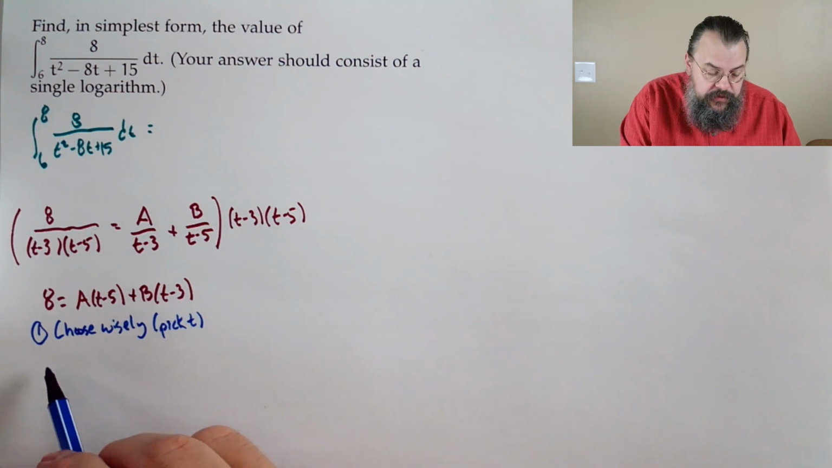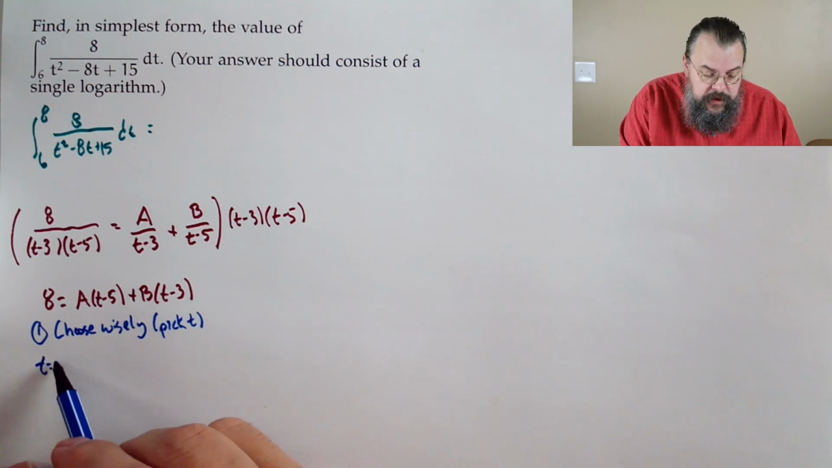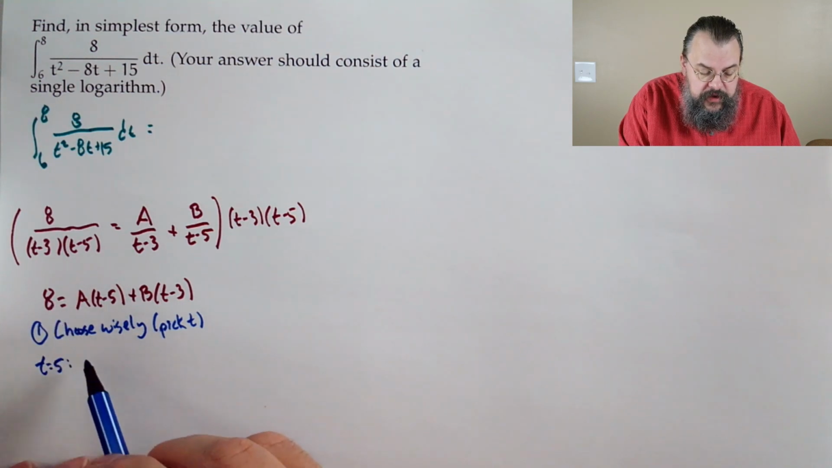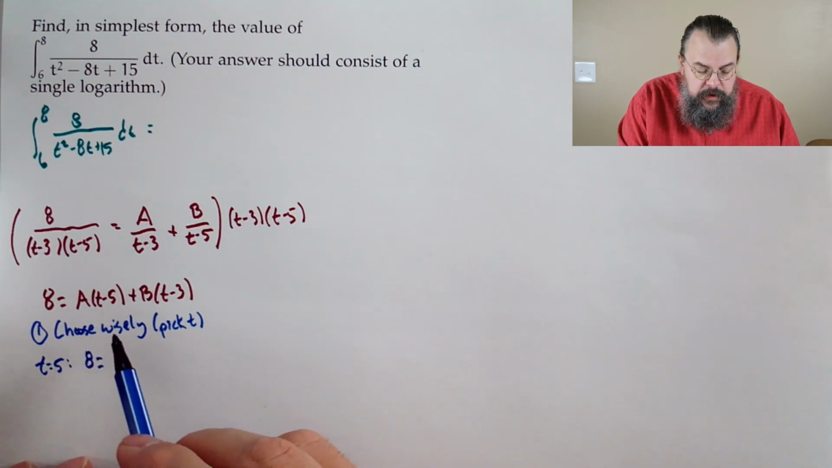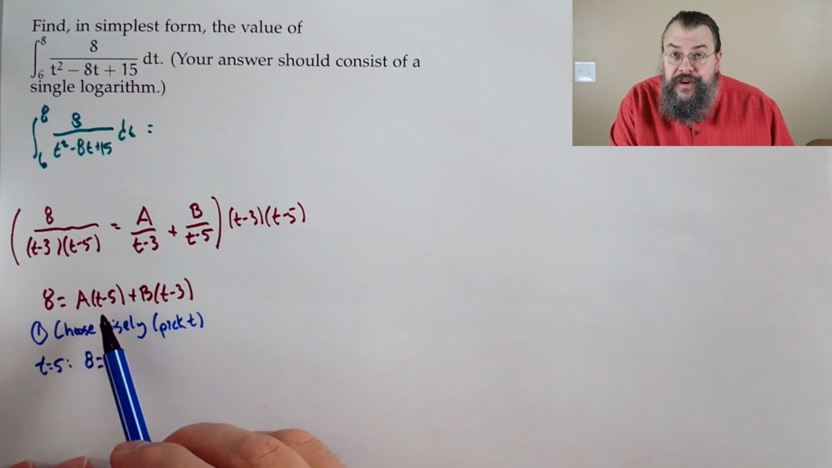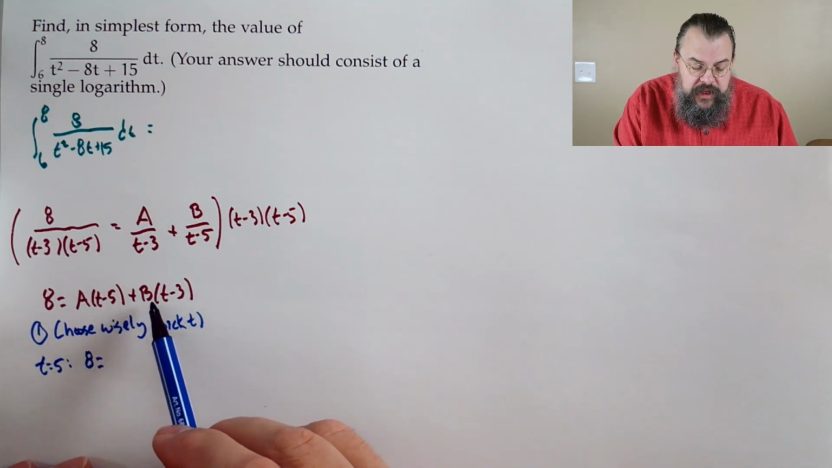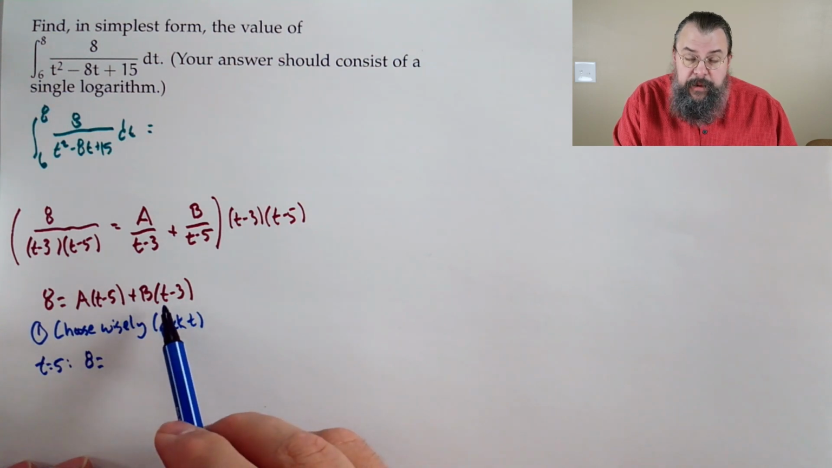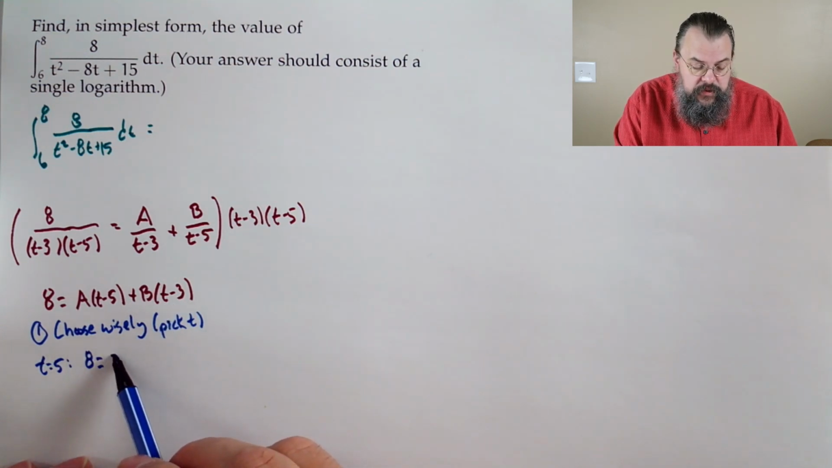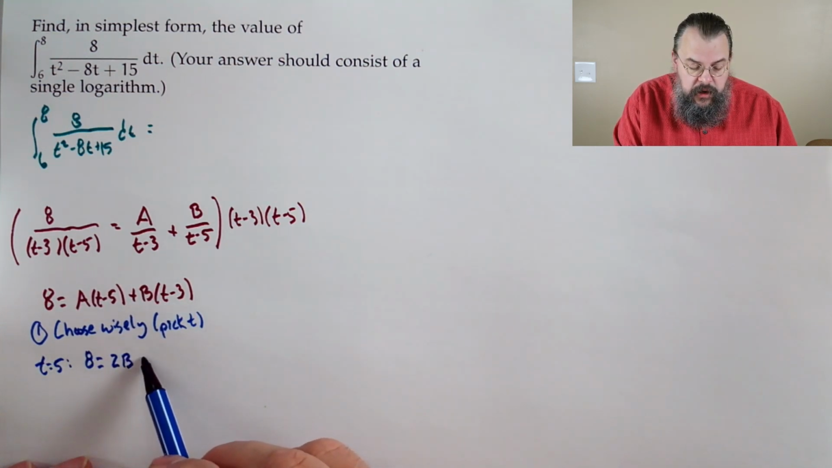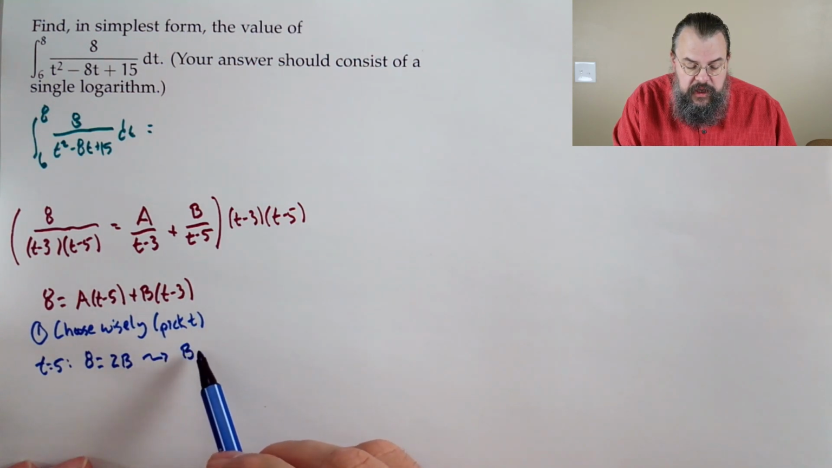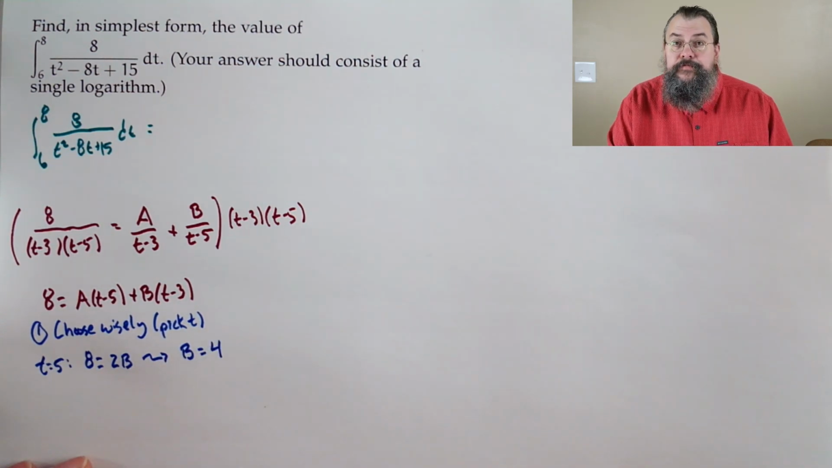If we plug in t equals 5, then that tells us what? 8 would equal a times 0, which is 0, plus b times 5 minus 3. 5 minus 3 is 2. So 8 equals 2b. Okay, that tells us b has to be 4.